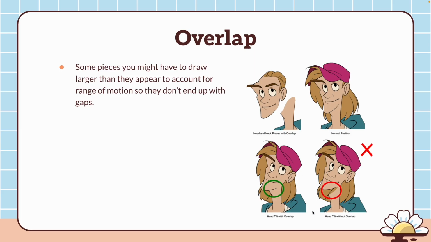Okay, so as you can see here, with the overlap, it looks kind of funky, right? We've got this chicken neck thing going on. But when we tilt the head, it has room to fill in the gap. Whereas if we don't add that overlap, we look like we just cut his neck in half. Okay. We don't want to do axe murder things to our poor characters. So try to make sure there's overlap.